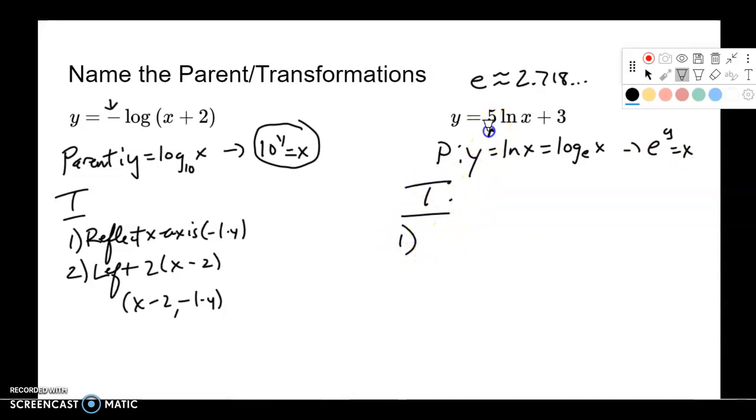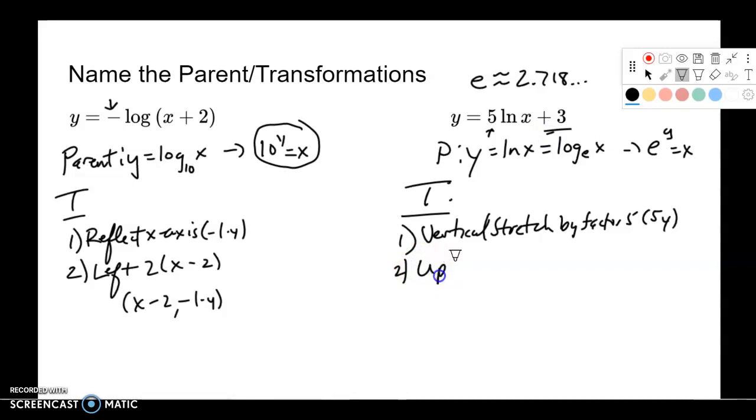And after that, let's talk about the transformations. So the 5 is a vertical stretch by factor 5. I'm going to take the y's and multiply them by 5. And then the plus 3 takes you up 3. So again, notice the difference between these two that are here. When I have the x plus 2, it's in parentheses. I'm moving the graph left 2. If I just write ln x with no parentheses and then add 3, I'm moving the graph up. Okay, so that's a key difference.